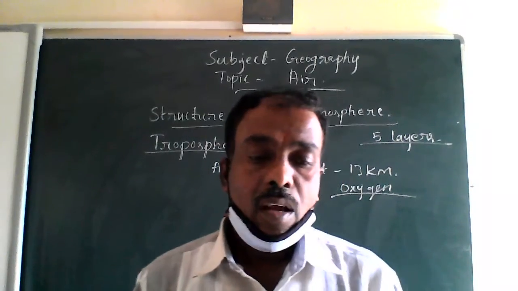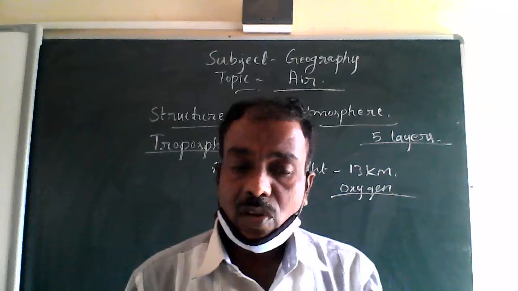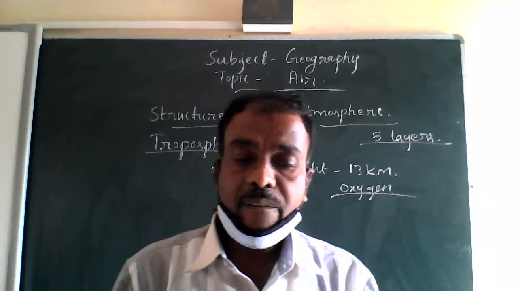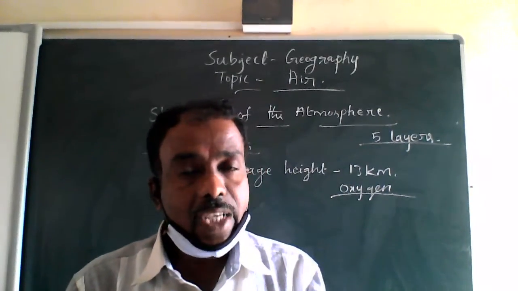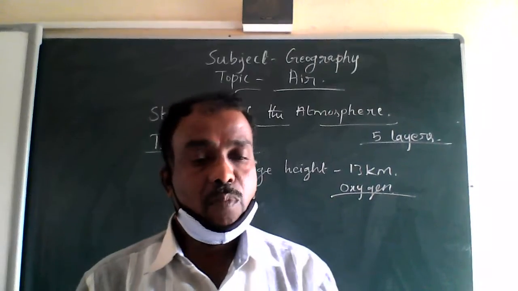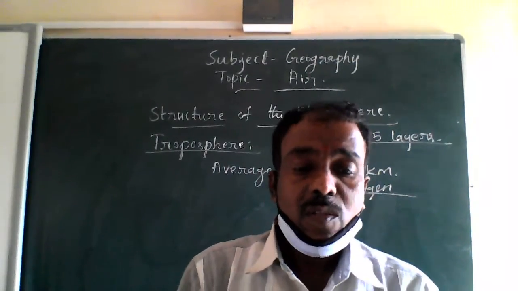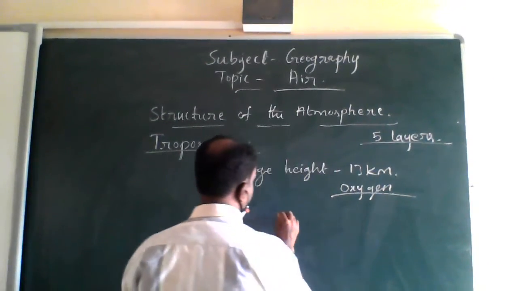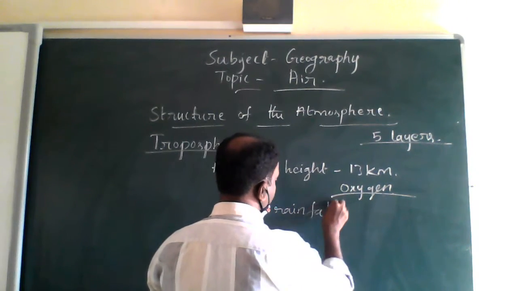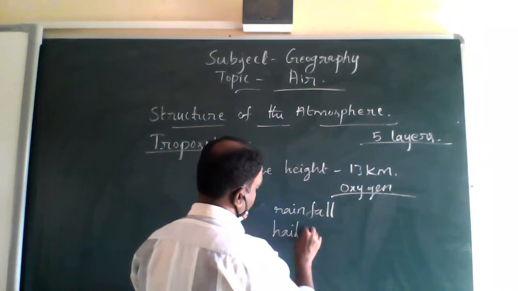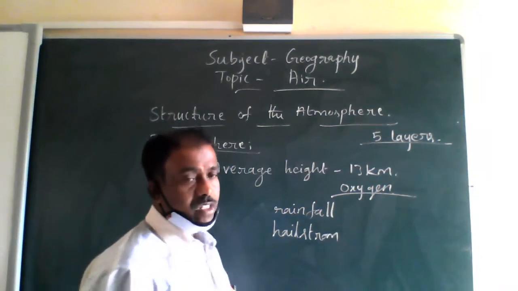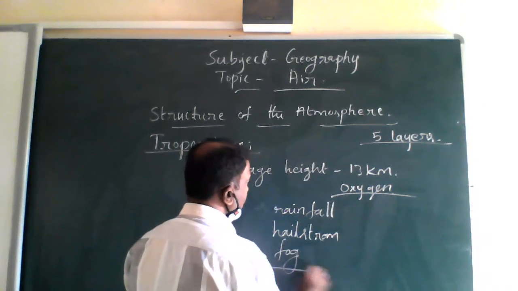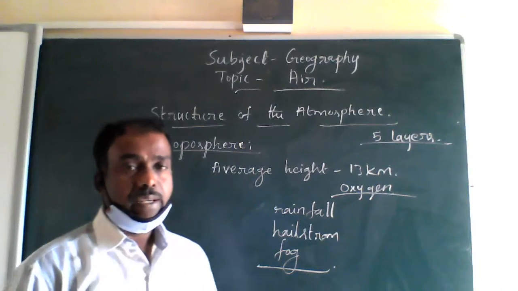Getting it now? And also, dear students, almost all the weather phenomena such as rainfall, fog, and hailstorm occur in this layer. So it is very important for living beings. Almost all the weather phenomena such as rainfall, hailstorm, and even fog exist in this troposphere.